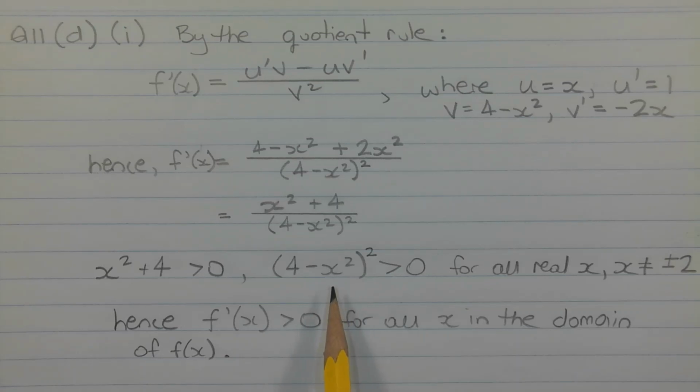But x cannot equal plus or minus 2 because that's not in the domain of f of x. So 4 minus x squared in brackets squared is greater than 0 for all real x, provided that x is not equal to plus or minus 2. Now, if the numerator is positive, the denominator is positive for all values of x in the domain of f of x. Positive divided by a positive gives us a positive. Hence, f dash of x is greater than 0 for all x in the domain of f of x.